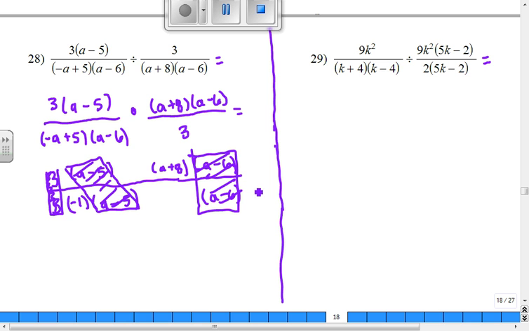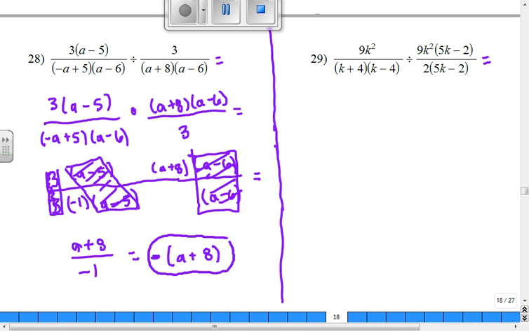So what are we left with? We're left with a plus 8 divided by negative 1. Well, we don't have to leave it over negative 1. We can just say this is equal to negative a plus 8. Yes, you could distribute the negative. It's fine to leave it like this, or you could distribute the negative. Either way.